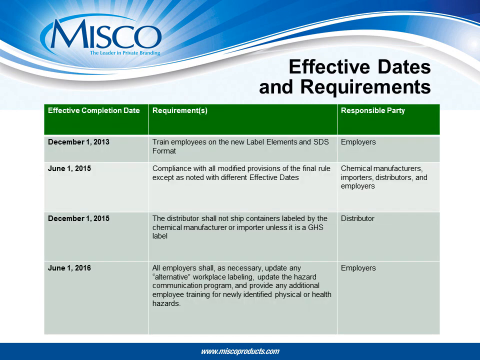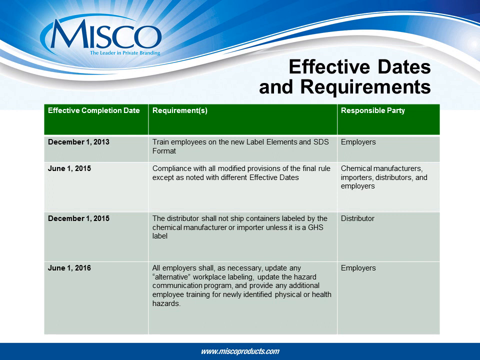So what are the effective dates and requirements? By December 1st, 2013, employers shall have all their employees trained on the new label elements and SDS format. By June 1st, 2015, all chemical manufacturers, importers, distributors, and employers shall be compliant with all modified provisions of the final rule, except as noted with different effective dates.